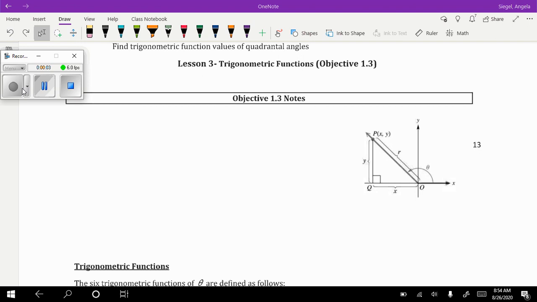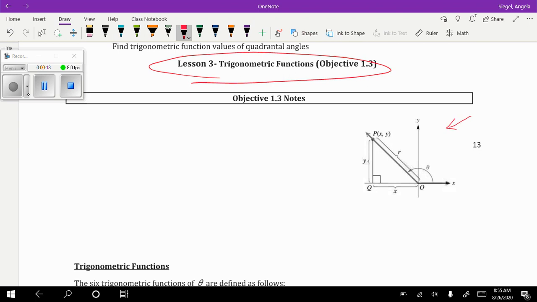Hey guys, welcome to Unit 1, Lesson 3, and we're going to get into some more new stuff today. We're going to start off by talking about the placement of when you have an initial side and a terminal side. So just remember, this is your initial side, and this is your terminal side. And notice how your vertex is at (0, 0), and we're going to place this on the coordinate plane.